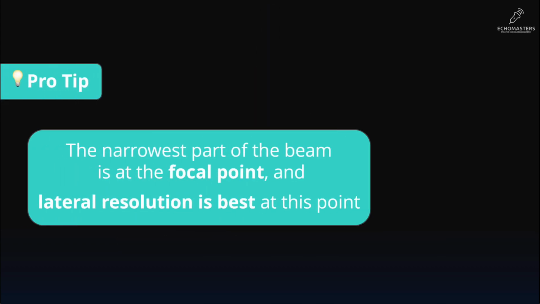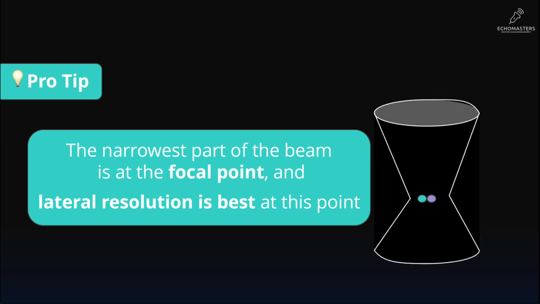One important tip is to understand that the narrowest part of the beam is the focal point. There is something on your machine called focus. You can move that up and down just at the area of interest. At that area, the line density will be packed and that object will be covered by multiple scan lines, and the power of focus would help you differentiate between these two objects, improving your lateral resolution.